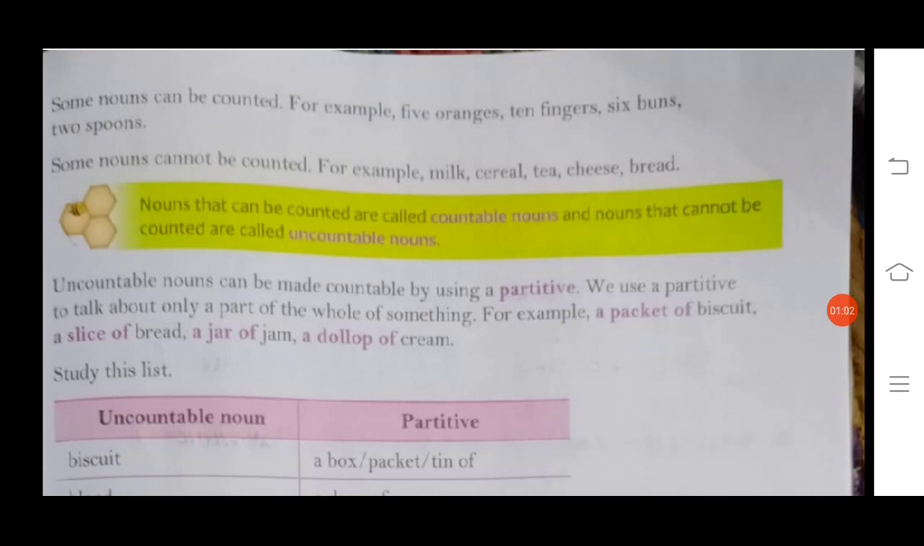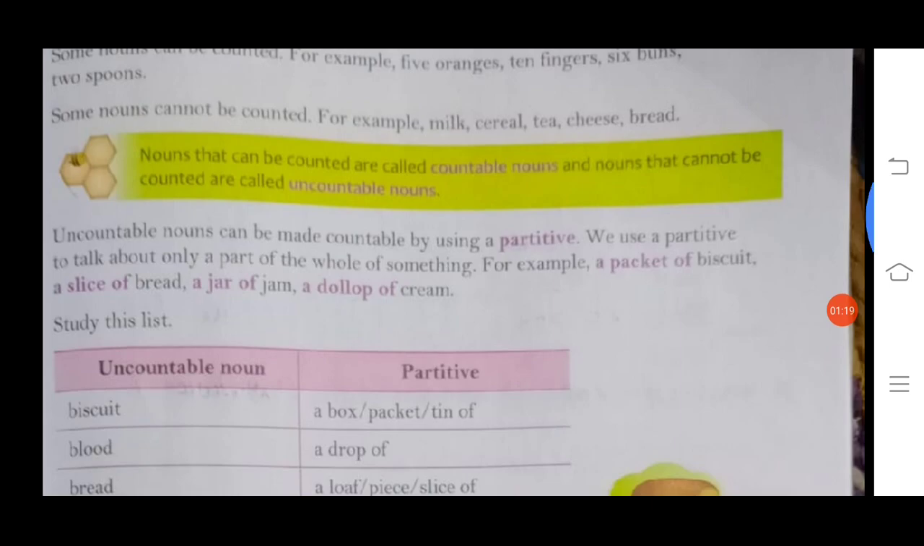And some nouns which cannot be counted, those are uncountable nouns. For example, milk, cereal, tea. Milk, can you count? No. Tea, no. Cheese, no. Bread, no. So now what is the definition of countable and uncountable nouns? Nouns that can be counted are called countable nouns, and the nouns which cannot be counted are called uncountable nouns. Uncountable nouns can be made countable by using a partitive.